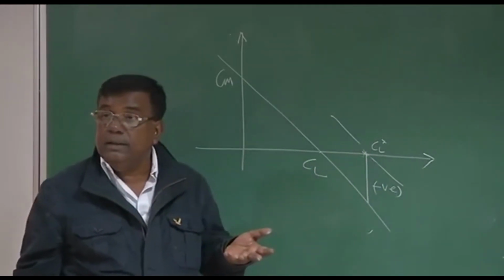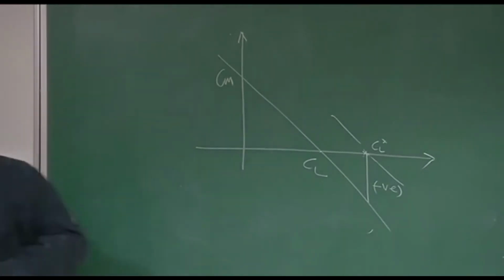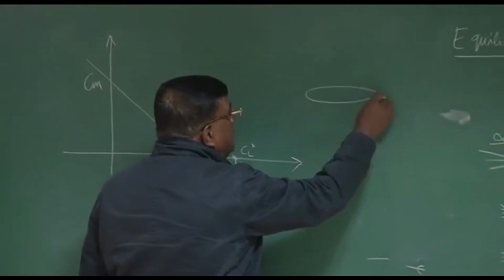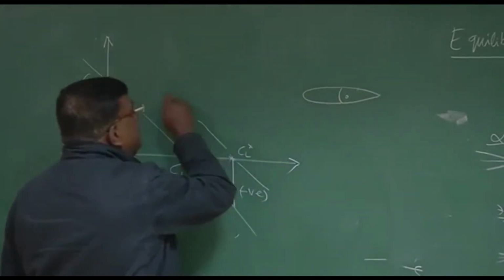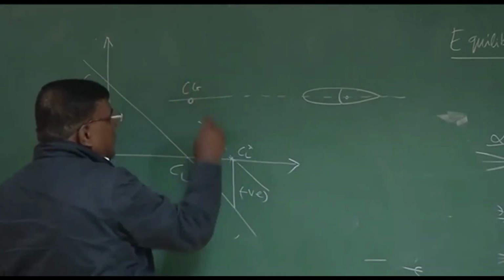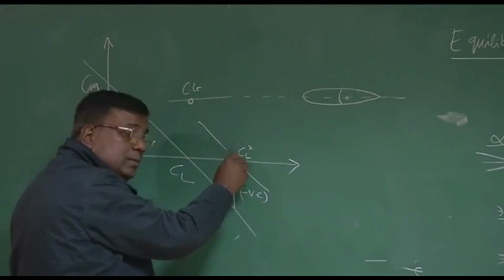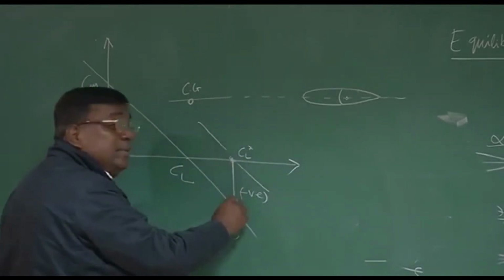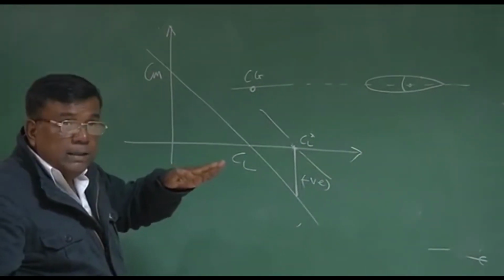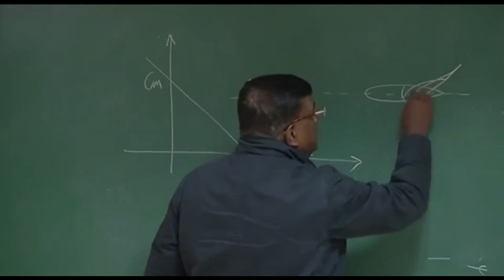And who does it? That is the control part. That is done by the elevator. This is your tail, okay? This is the elevator. This is CG. Now, suppose you want to fly to another CL star as a trim. The airplane generates negative pitching moment. So the airplane tries to come back like this. But you want to hold it like this. So what do you do? You put the elevator up.